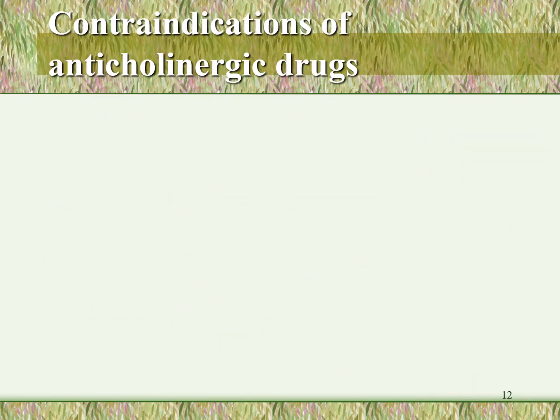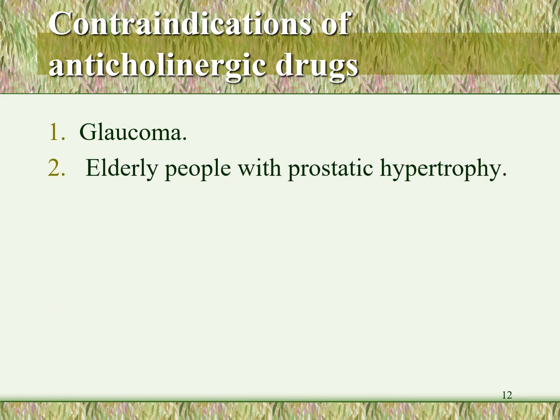The contraindications of anticholinergic drugs: first, glaucoma, as we saw, because they tend to increase the intraocular pressure. The second contraindication: they are not advised to be used in elderly people with prostatic hypertrophy. Why? Because these drugs tend to cause urinary retention, and this elderly patient with prostatic hypertrophy also suffers from urinary retention. So this can worsen the urinary retention in these patients.